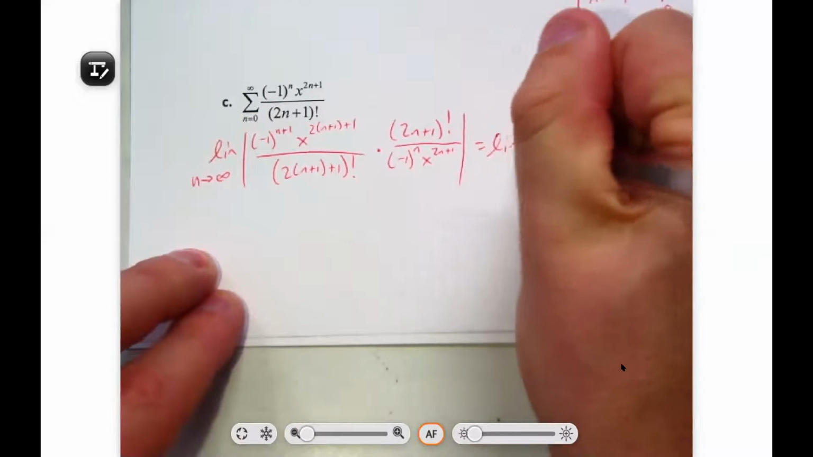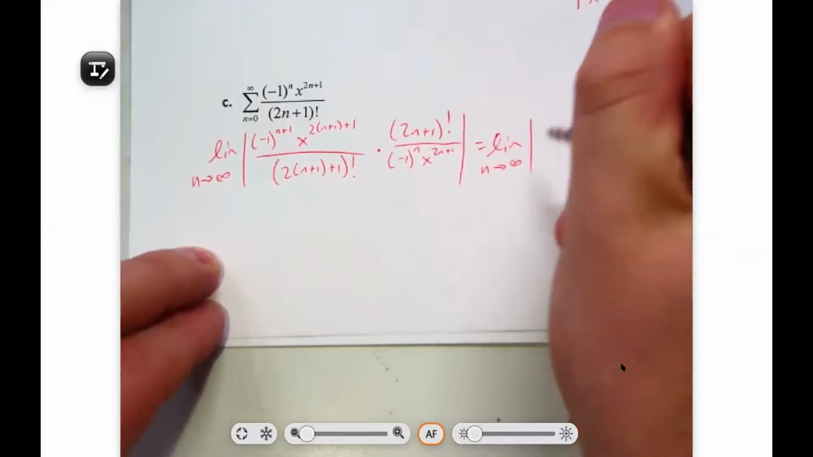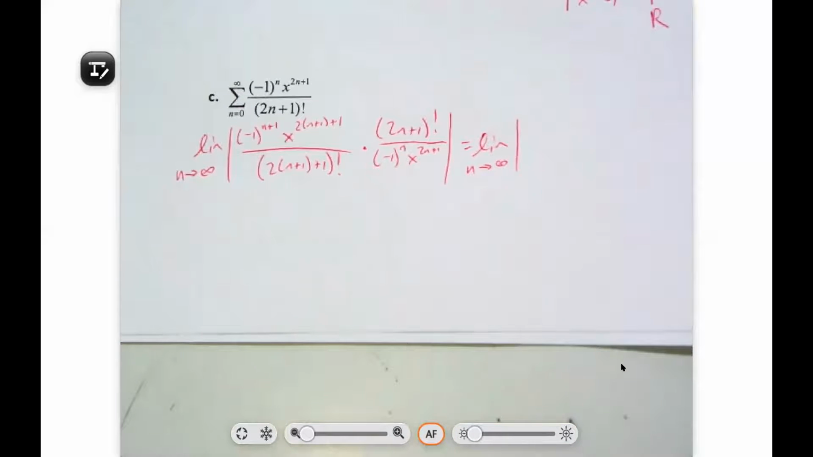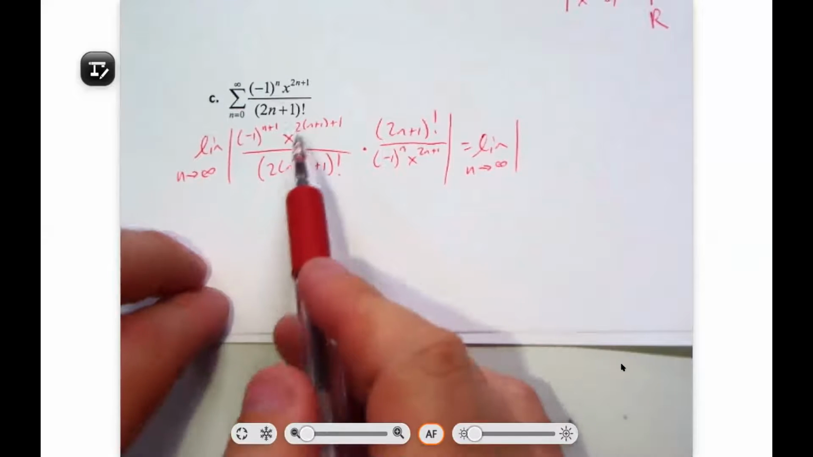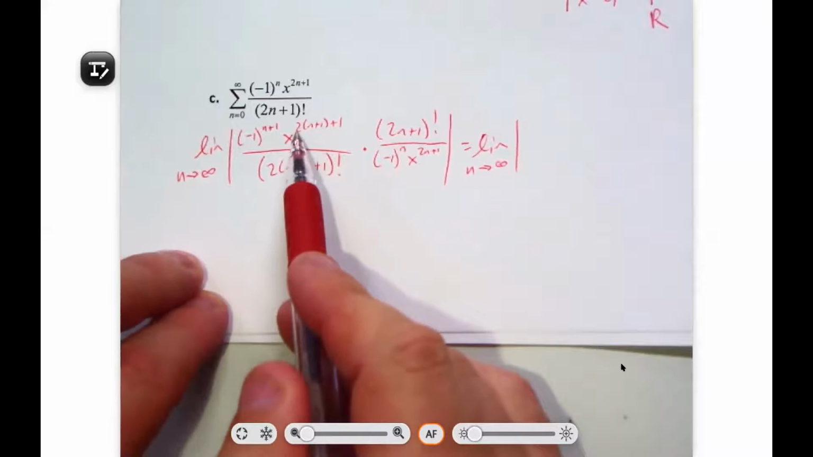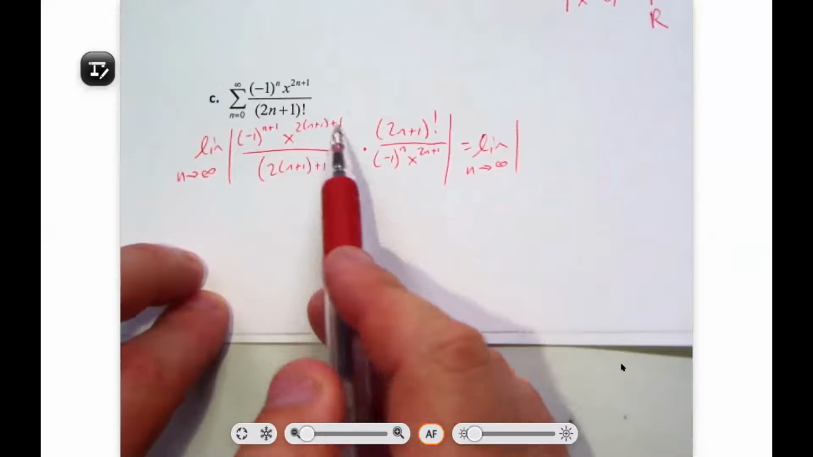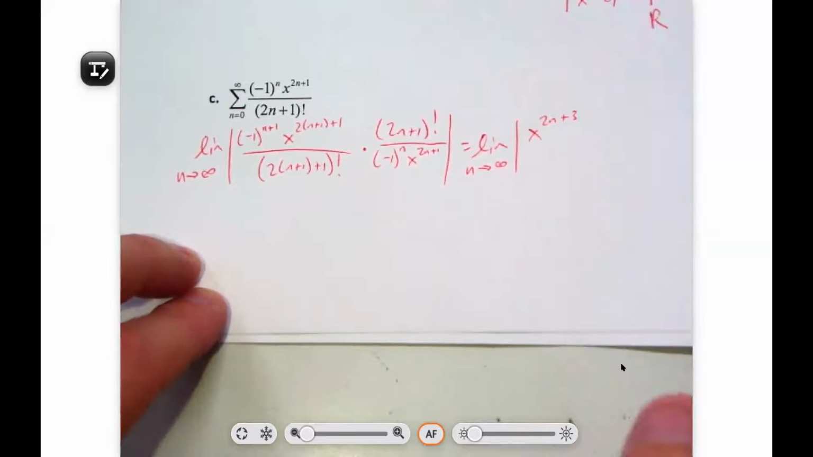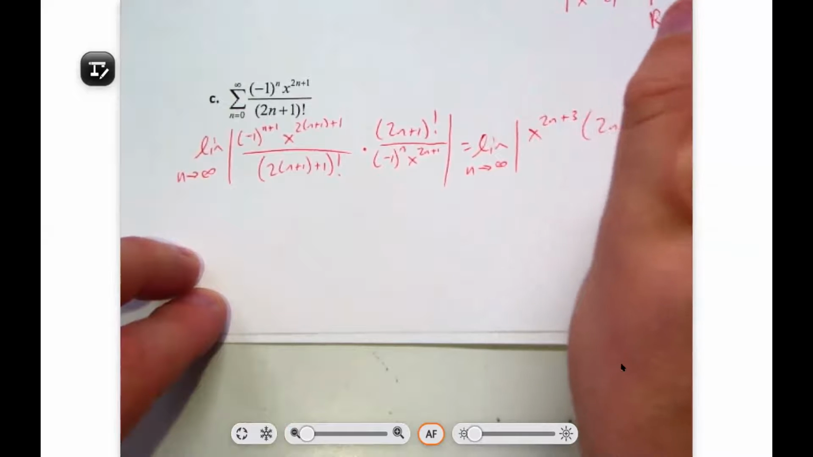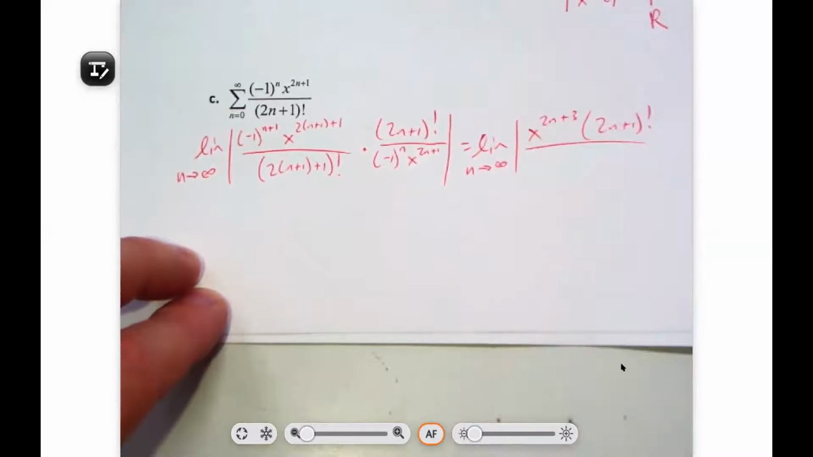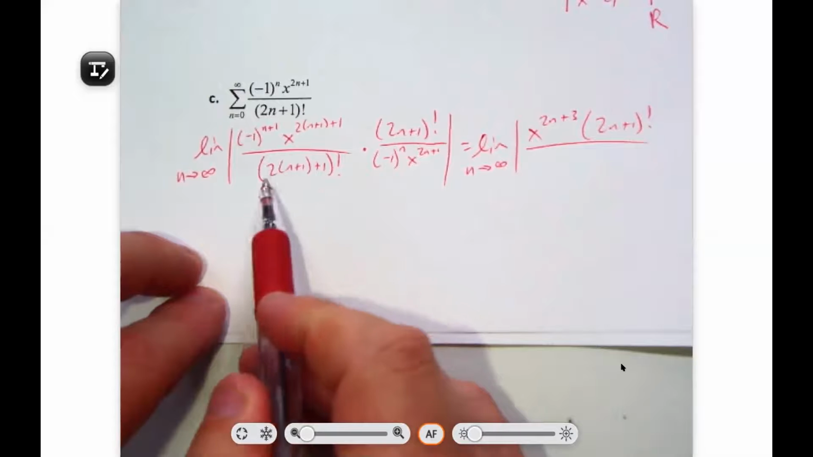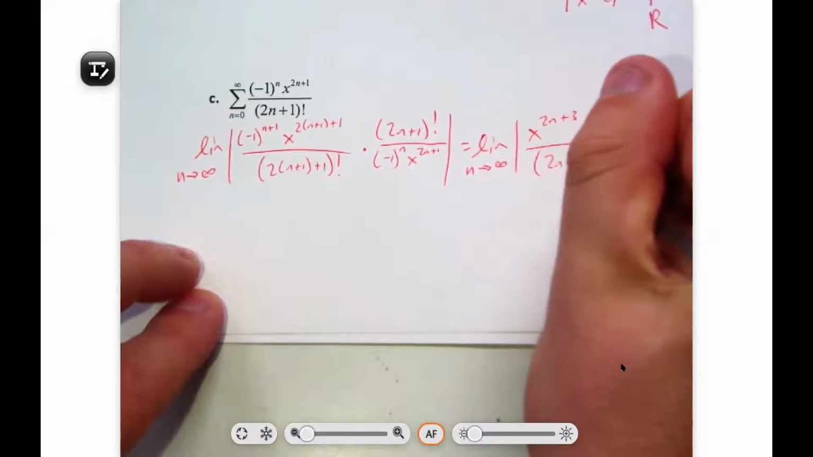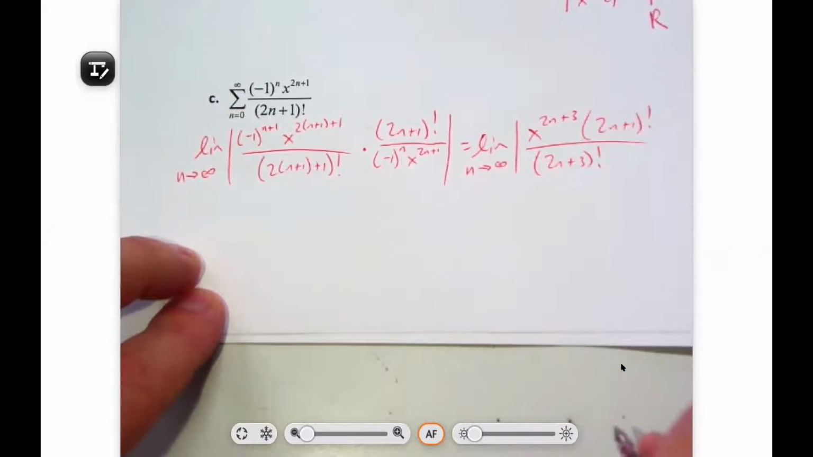So we get the limit as n goes to infinity of the absolute value. Well, the negative 1 to the n plus 1 and the negative 1 to the n just become positive ones. Those are done. Distribute the 2 inside of here. So this is 2n plus 2 plus 1, so this is x to the 2n plus 3. On top is 2n plus 1 factorial. On bottom, 2n plus 2 plus 1, so 2n plus 3 factorial. x to the 2n plus 1.